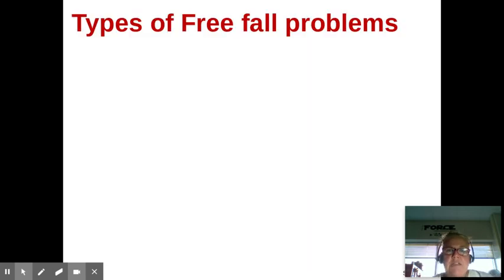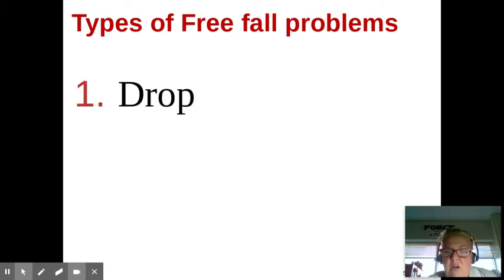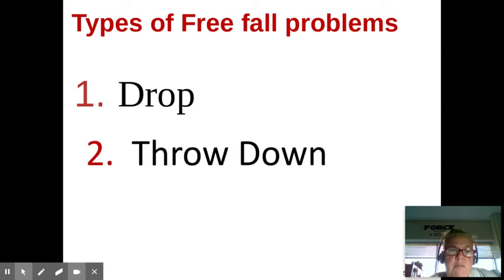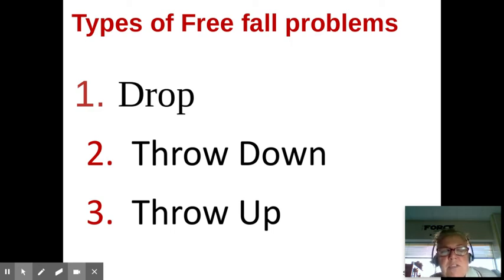Okay, so the types of free fall problems that you will see, there's basically three types. We have one that's called a drop type of problem. We have one that's called a throw down type of problem. And then we have one that's called a throw up. I've kind of made these up. These are just a way that I think will help students to understand how to maneuver and identify different types of free fall problems. So keep in mind that these are not officially labeled, especially the throw up. These are just my examples to help you with these problems.